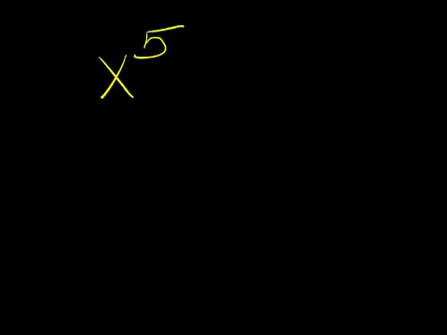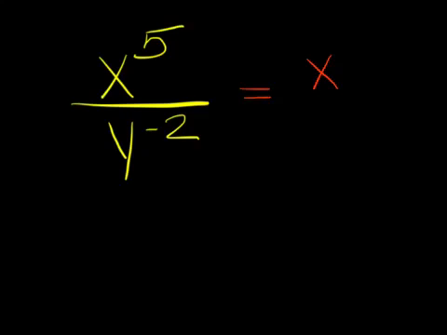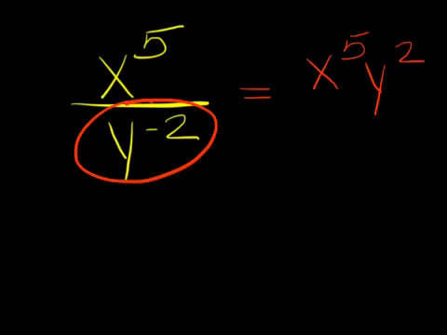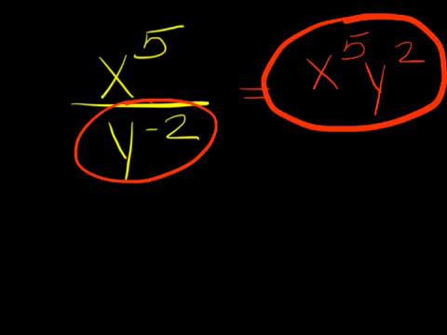X to the fifth over y to the negative 2 power. Solution for the practice problem. X to the fifth has a positive exponent, so it stays on the top. But y to the negative second on the bottom must move to the top and become y to the positive second. X to the fifth, y to the second. A bonus problem.